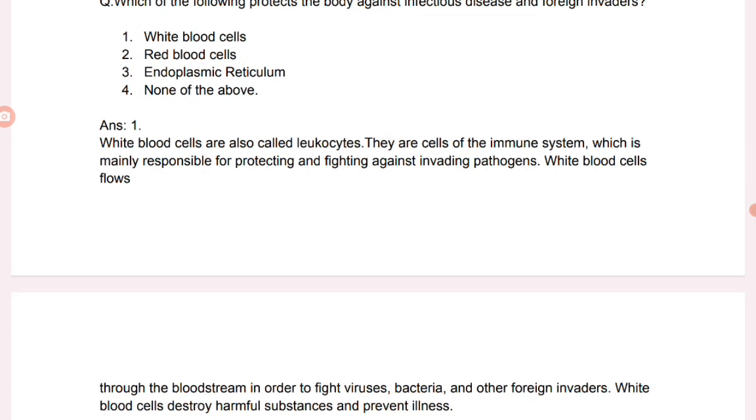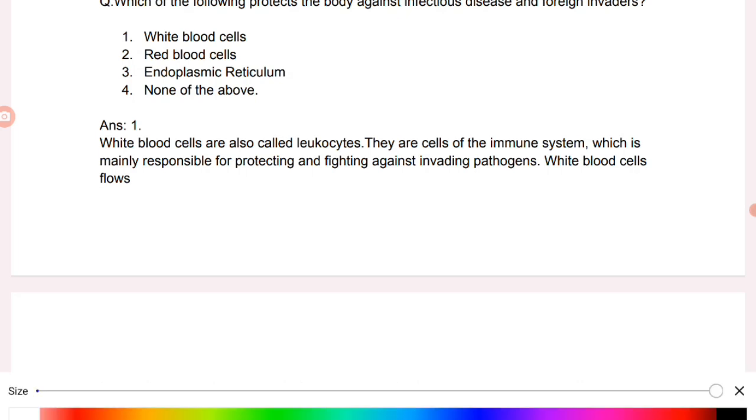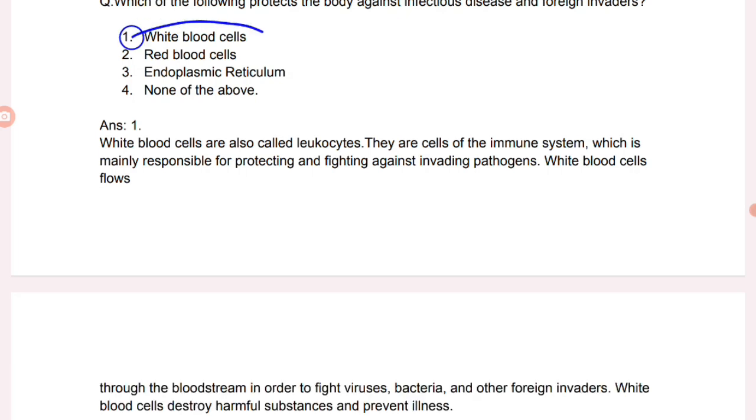So the next question is, which of the following protects the body against infectious diseases and foreign invaders? So this is white blood cells. Okay. White blood cells are called leukocytes. They are the cells of immune system which are responsible for protecting and fighting against invading pathogens. Okay.